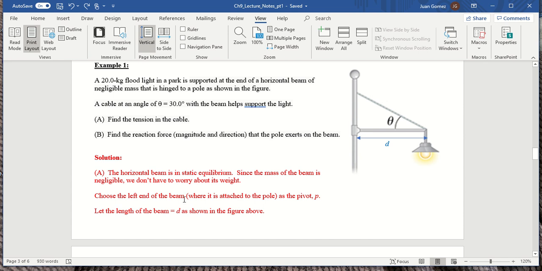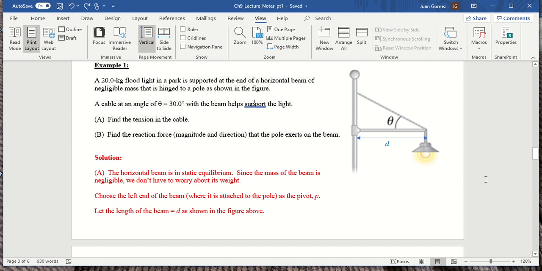Okay, so again, let's choose the left end of the beam right here where it's attached to the pole. That's going to be our pivot. We're going to assume, what would happen if the beam could rotate about that pivot? What rotation would the weight of the floodlight produce? What rotation would the tension force in the cable produce? And let's call the length of the support beam D.